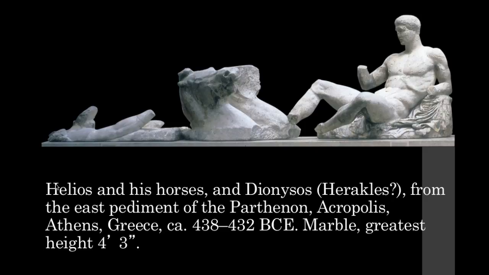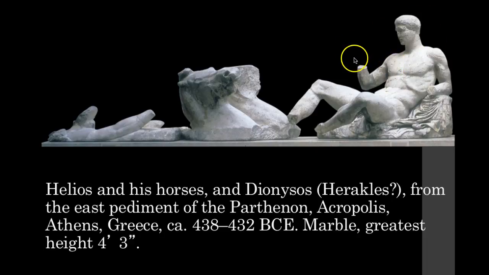So this is a detail of Helios and his horses, and sometimes also Dionysus or Hercules. They're not exactly sure, and this is from the east pediment of the Parthenon. It depicts Hercules or Dionysus lying on a panther skin, reclining, relaxed. This reclining position possibly allows him to fit nicely in the corner space of the pediment wall.